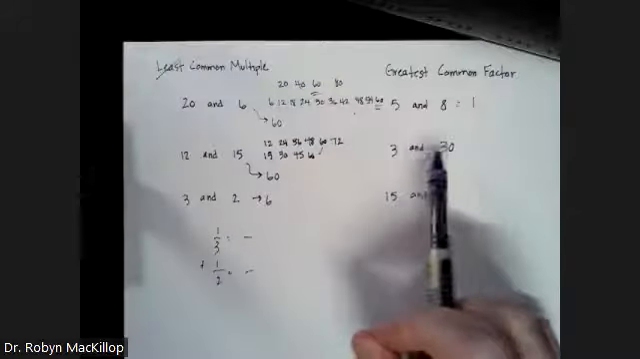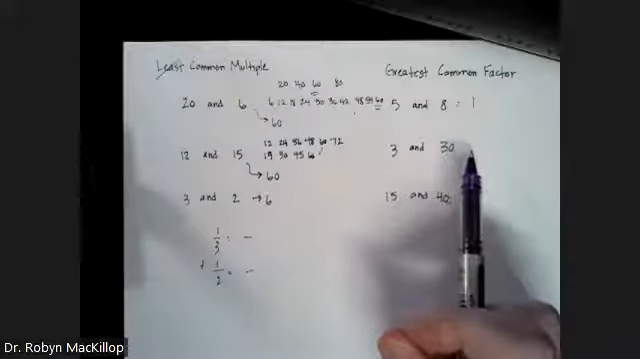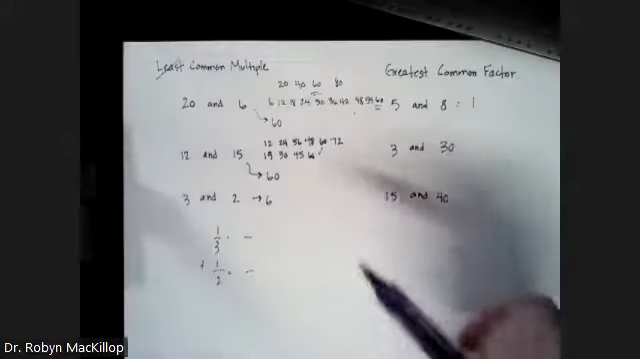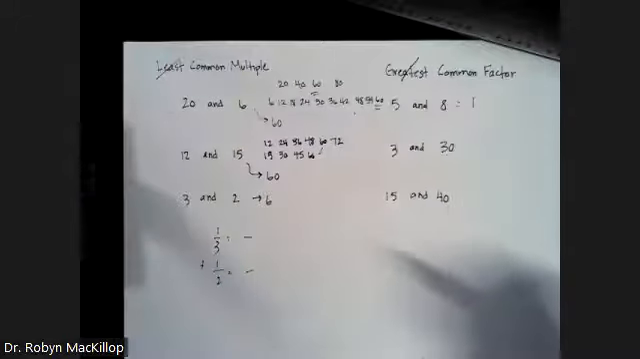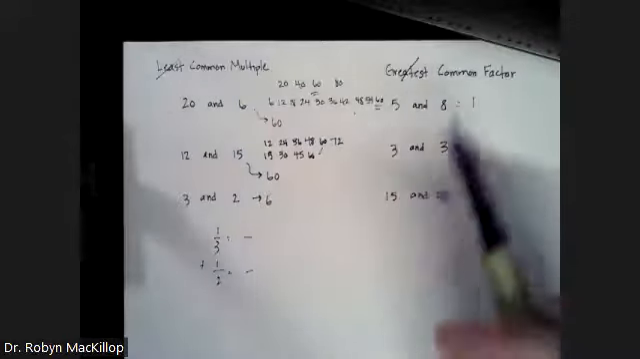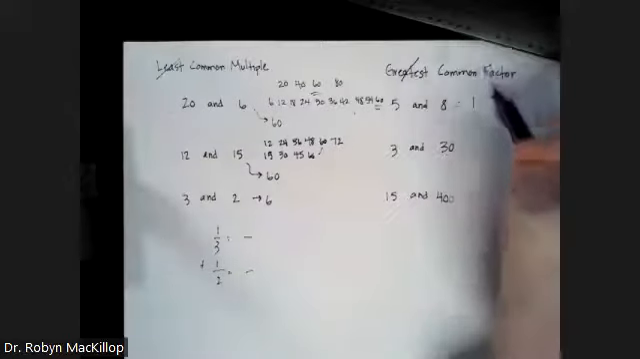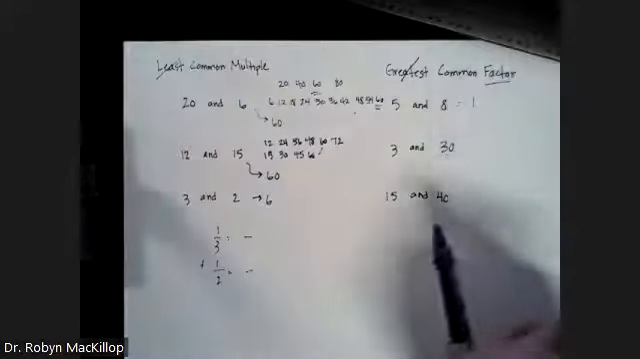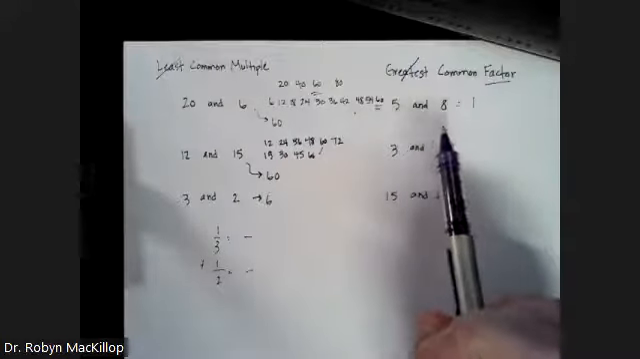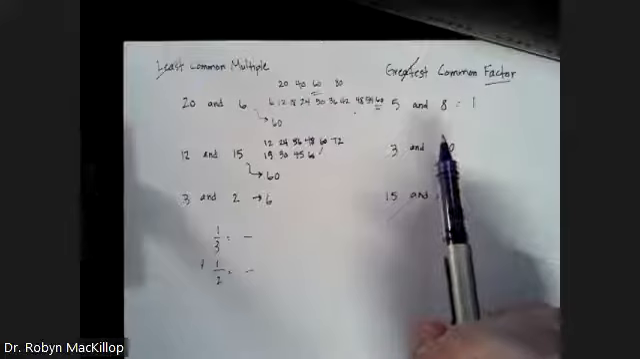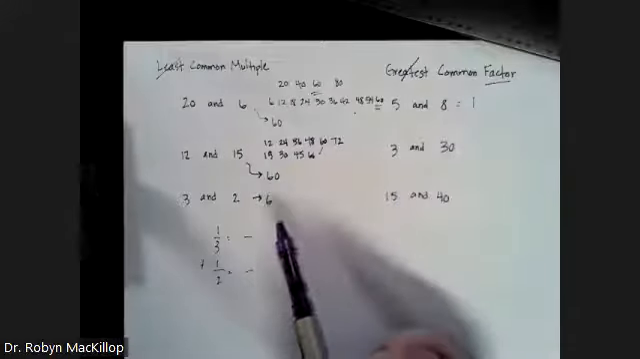So 5 and 8, greatest common factor is 1. And again, you could almost get rid of greatest, because greatest makes you think you're going to go up. But the key is factor. You're going to break it down. So the only number that goes evenly into 5 and 8 as a factor, as a breakdown, is 1.